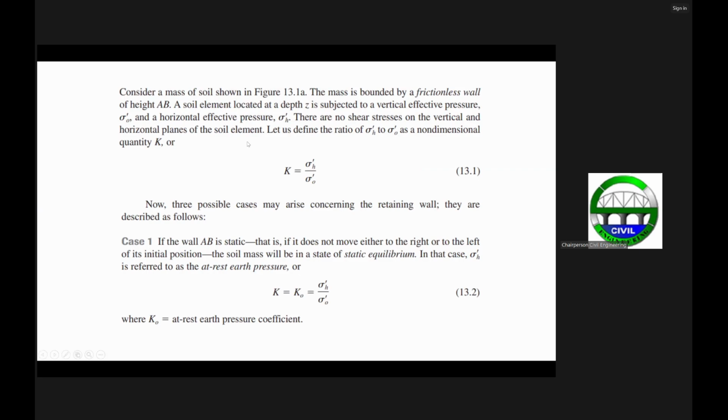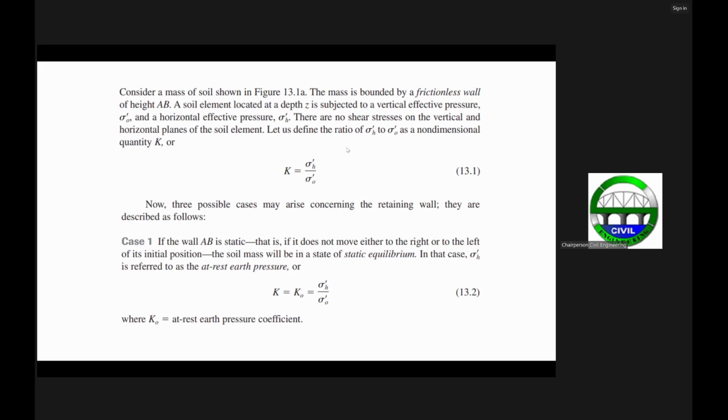So, the soil element that we have just seen earlier, located at a depth z, if you see my cursor, this element here is subjected to a vertical effective pressure for that frictionless wall. For the moment, let's consider a frictionless wall, because sometimes the wall can have friction itself between the wall and the soil. But for the moment, to make things simpler, let's just assume that we have a frictionless wall.